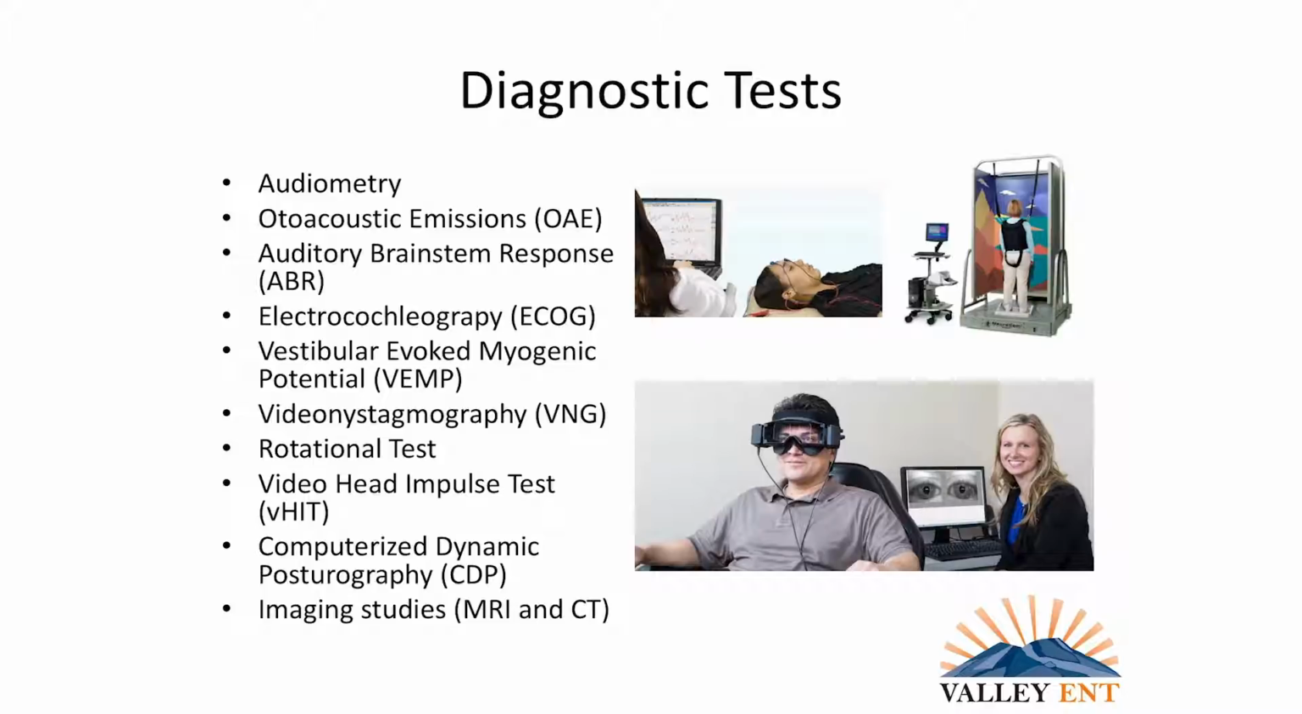Vestibular evoked myogenic potentials are looking at the saccule and the utricle and the vestibular portion of the nerve that supplies those organs, and it's a good test for superior canal dehiscence. We have the videonystagmography, the VNG, that's the gold standard hallmark testing for balance impaired patients.